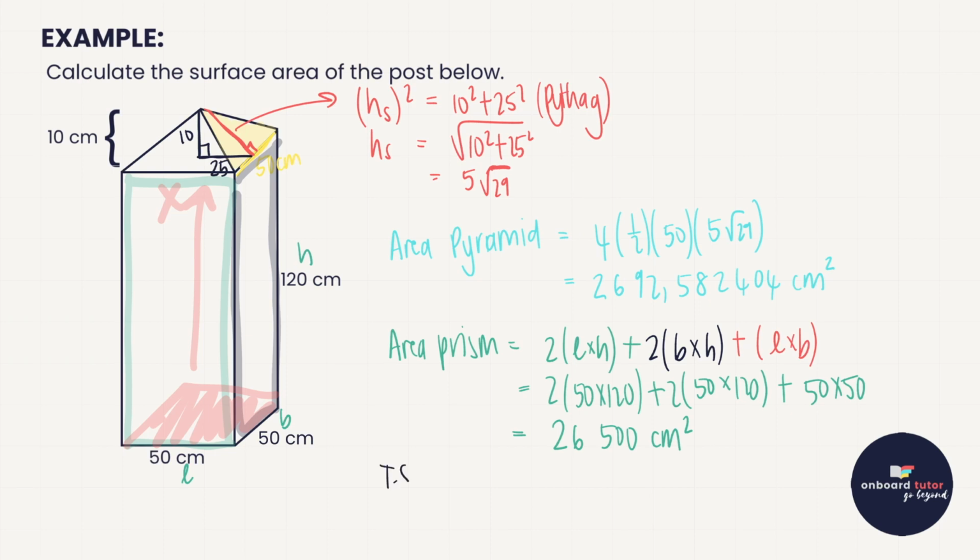So my total surface area is going to be this answer that I just got plus the 2,692.5824, etc. We can round our final answer to 2 decimal places, so 29,192.58 centimeters squared. So there we have the surface area of the shape.